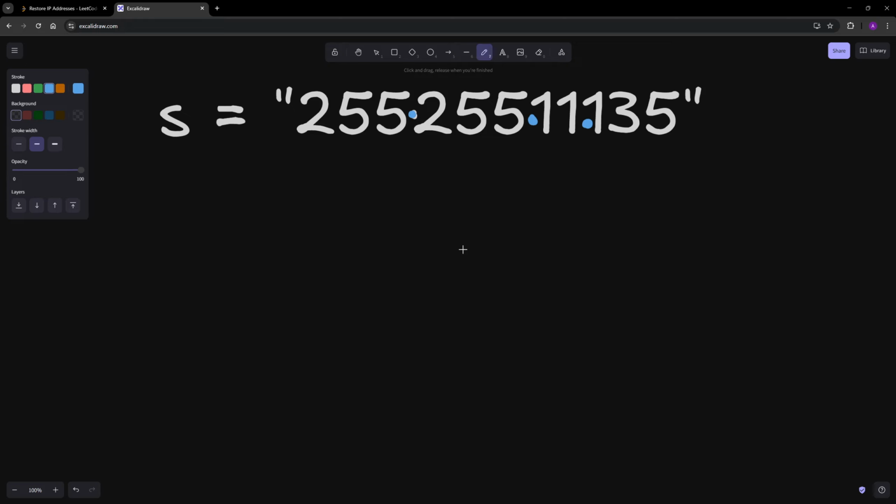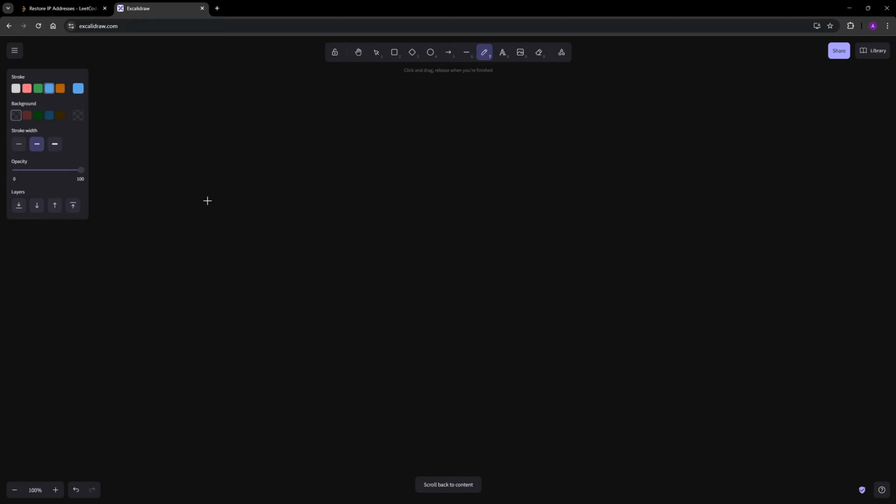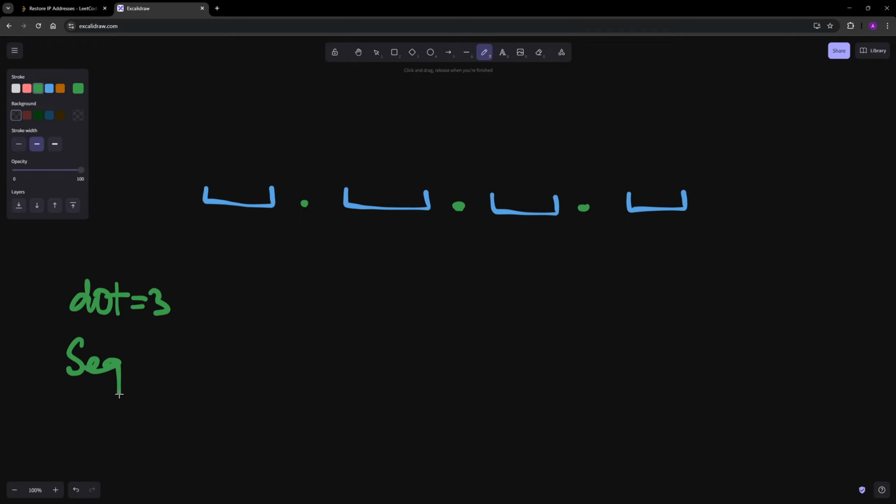So how do we judge if a string is a valid IP or not? Let's understand the IP first itself before jumping to the string. An IP address has 4 segments to it: 1, 2, 3, and 4, and it has dots which separate these 4 segments. And how many dots will it have? It will have 3 dots. Remember this, guys. The IP has 3 dots and 4 segments.